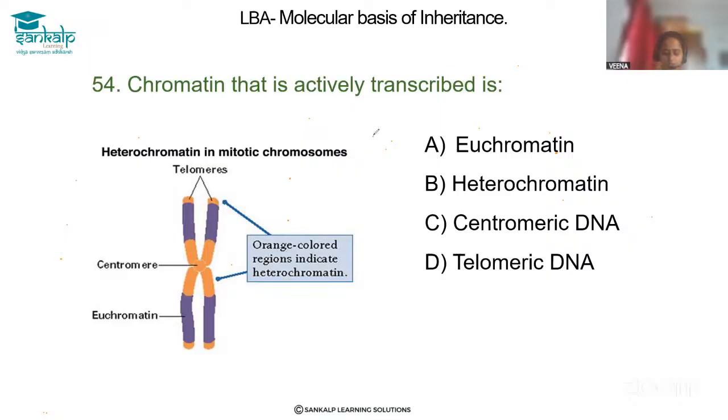Let's solve question 54. Chromatin that is actively transcribed is? Dear students, the chromatin structure: in the chromosome there will be two regions. If you observe the orange colored region, that is called heterochromatin, and the blue colored region is called euchromatin.